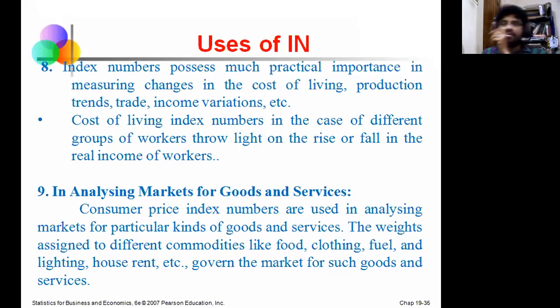So this type of quality commodities we should take into consideration to analyze the markets for goods and services. For example, some services you can also consider. If you are using the internet, you are paying some money. Here we can see the goods, and the alternative we can say is service. If you use the internet, that comes under services. So these kinds of goods or services govern the market for such goods and services.